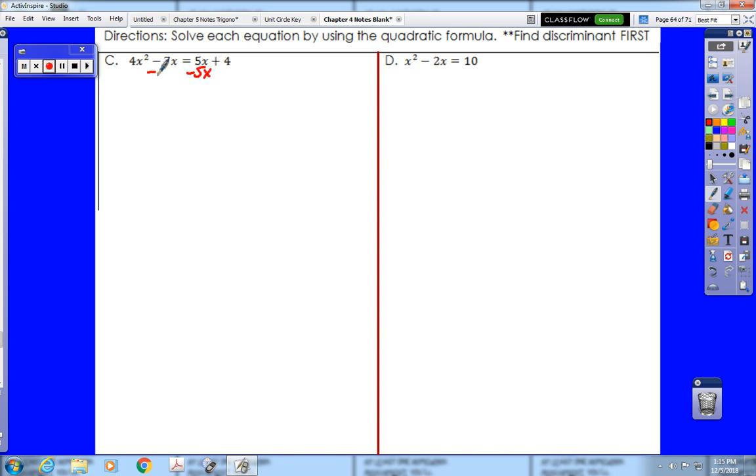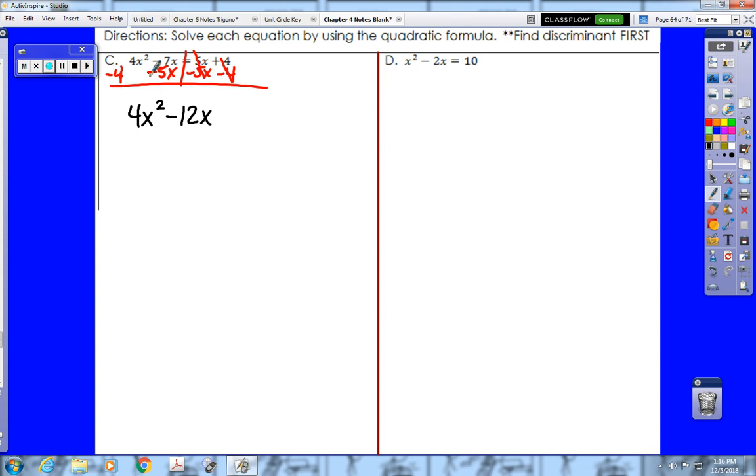So we're going to subtract 5x from each side. Notice I'm writing that underneath 7x because those will combine. And we're going to subtract 4, which will not subtract from anything, so I'm writing it off to the side. That means we are looking at the trinomial 4x squared, because we bring that term straight down, minus 12x, which is -7 minus 5, minus 4 equals 0.